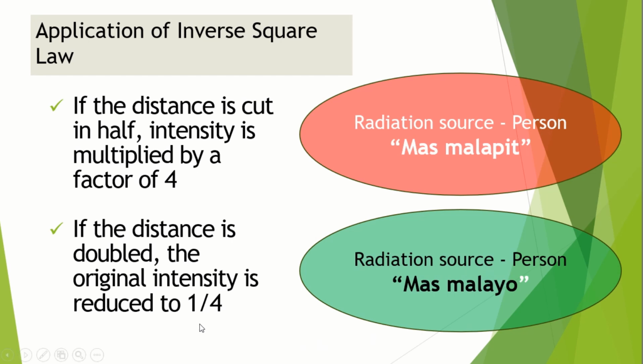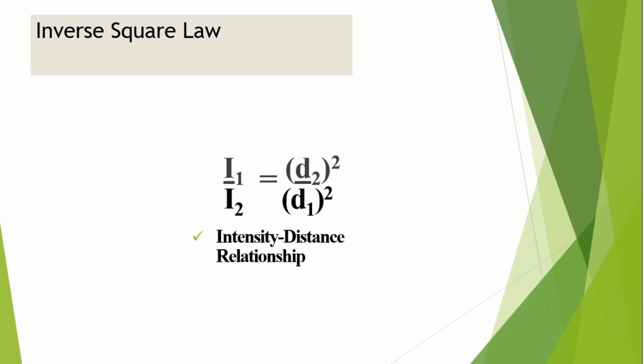So, this is the formula for inverse square law. It is also known as the intensity-distance relationship. So I1 stands for the first intensity, I2 is the second intensity, D2 is the second distance, and D1 is the primary distance or first distance.